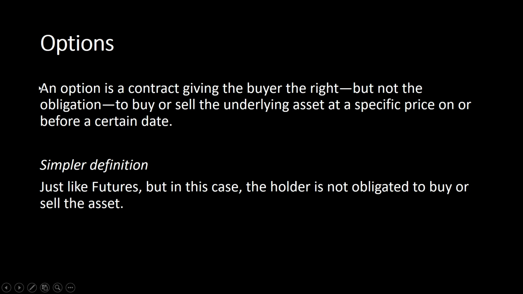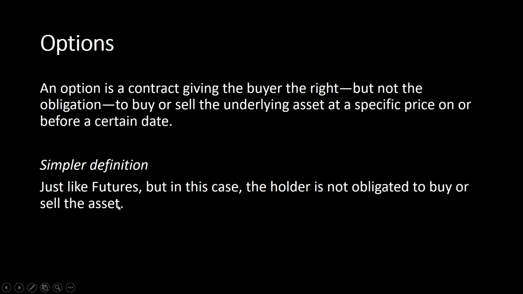Options. An option is a contract giving the buyer the right but not the obligation to buy or sell the underlying asset at a specific price on or before a certain date. Simple definition. Just like futures, but in this case, the holder is not obligated to buy or sell the asset.